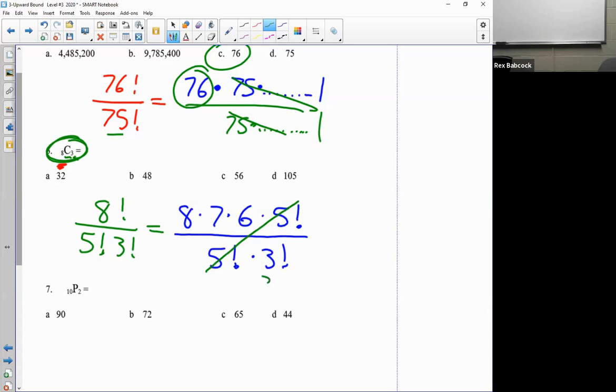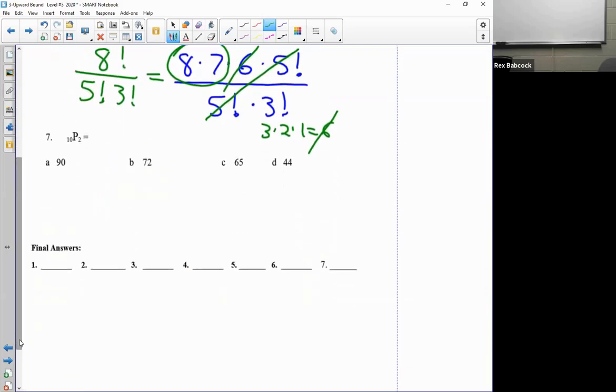3 factorial is 3 times 2 times 1, which is 6. 6 cancels. So I'm left here, if I did it by hand, 8 times 7, and I look for the answer. 8 times 7 is up there. It is C. The answer is 56. Now, if you did it on the calculator, it would just come out and do it all for you. It would say 56. Krista, did you get that one on the calculator? Did it say 56? Okay.